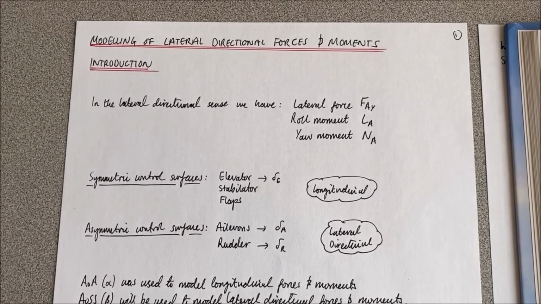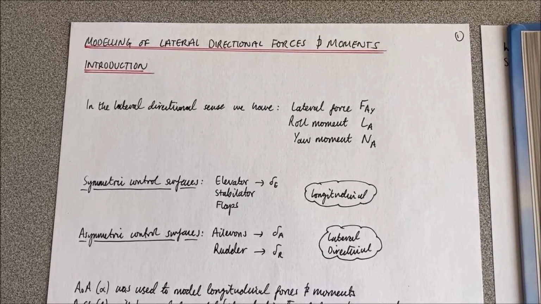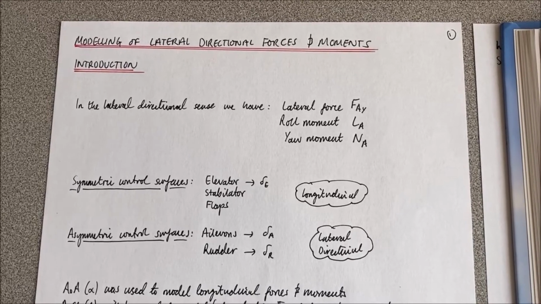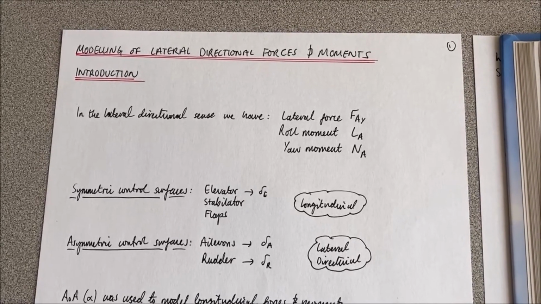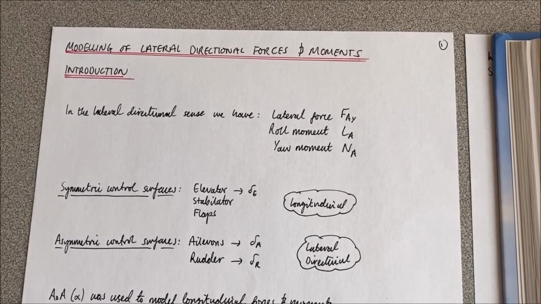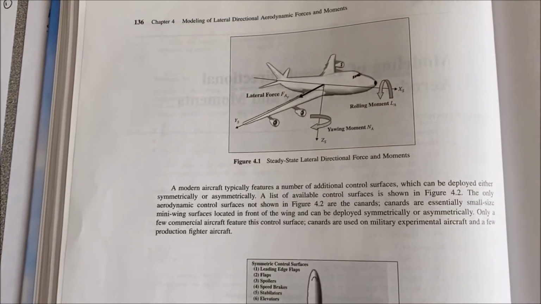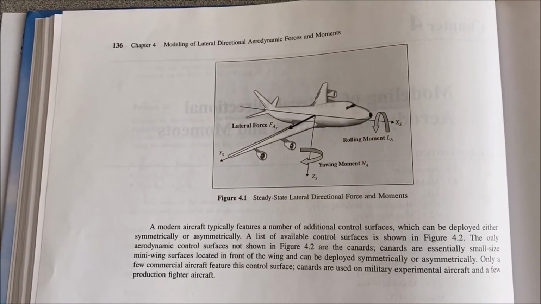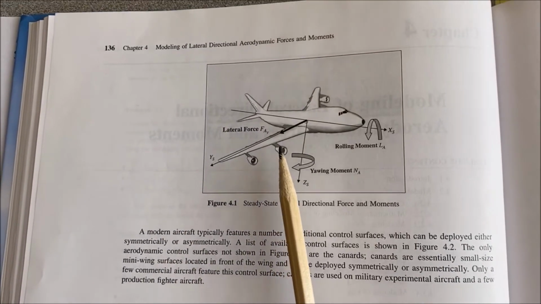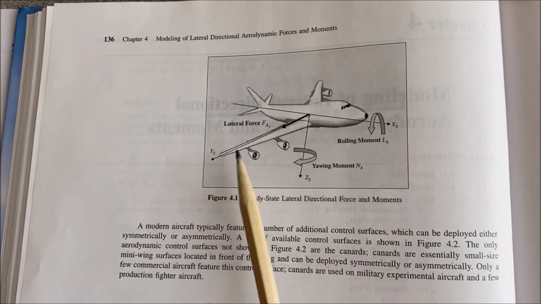Alright, so let's get started then with a short introduction and a review of some fundamental material that we're going to need for chapter 4. So, in the lateral directional sense, we now have a lateral force, a roll moment and a yaw moment. If we take a look at figure 4.1 from the textbook, page 136, here's our lateral force, positive in the positive y-s direction out the right wing, remember.